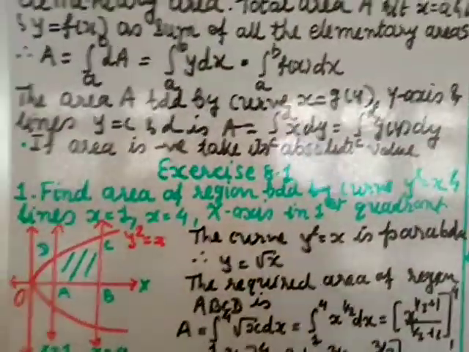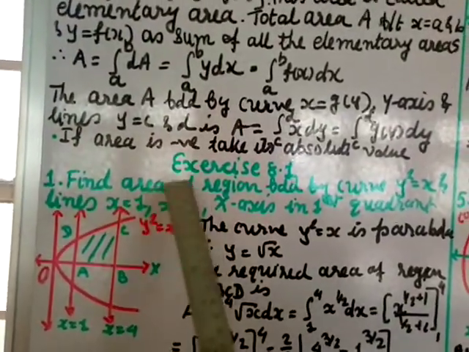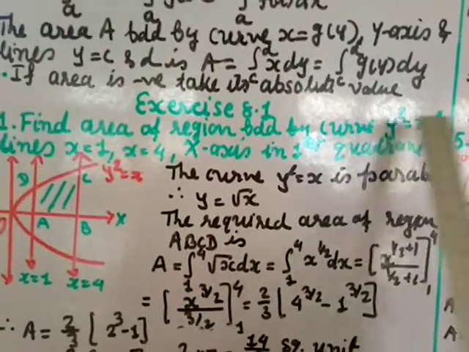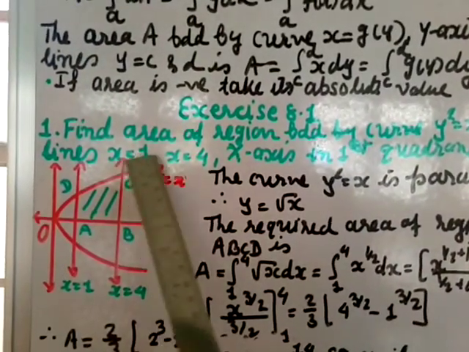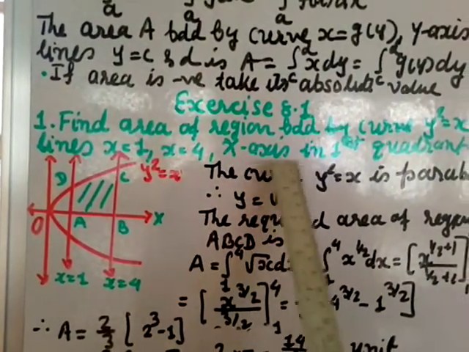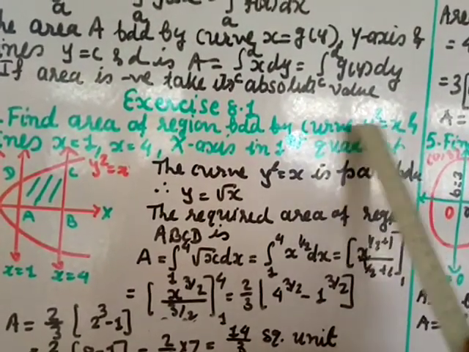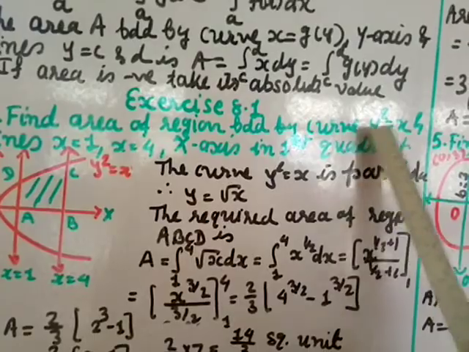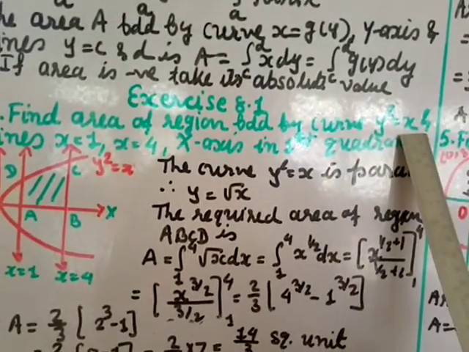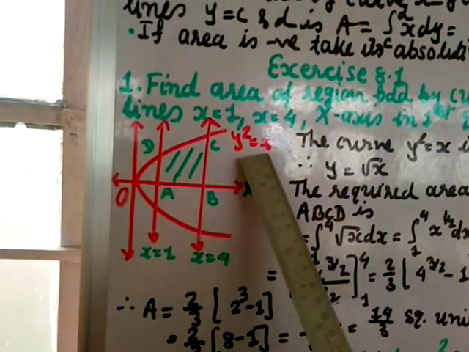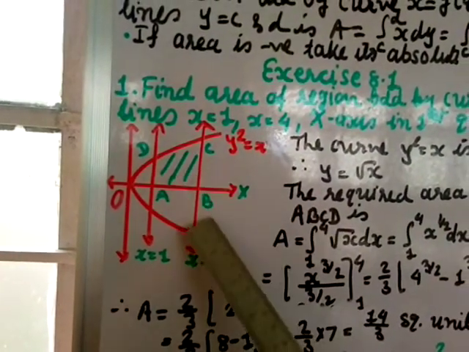Exercise 8.1. Number 1. Find the area of the region bounded by the curve y square is equal to x and the lines x equals 1, x equals 4, and the x-axis in the first quadrant. Now here, y square is equal to x is the equation of a parabola, and it is symmetric to the x-axis. I have drawn the figure here. This is the parabola, y square is equal to x, this one. It is symmetric to the x-axis.